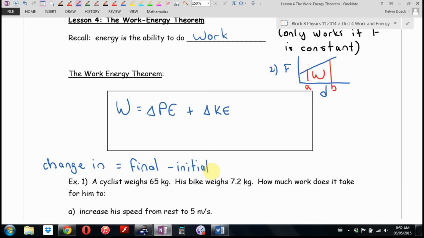Okay. Why do I say that? Because every year I put a delta in front of something and kids freeze. But if I told them find the final amount, find the initial amount, and subtract it, they'd be fine. But I don't want to write all that. It's a lovely abbreviation. Change in is final minus initial. So you ready? Here we go.